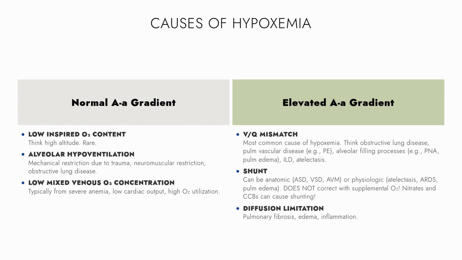Also, be aware that medications like nitrates and calcium channel blockers can worsen shunting by causing vasodilation in poorly ventilated areas. Finally, we have diffusion limitation, where oxygen struggles to cross from the alveoli into the bloodstream. This is often due to thickening of the alveolar capillary membrane, as seen in pulmonary fibrosis, or due to fluid and inflammation, like in pulmonary edema or severe infections. Diffusion limitation is less common but important to consider in chronic lung diseases.